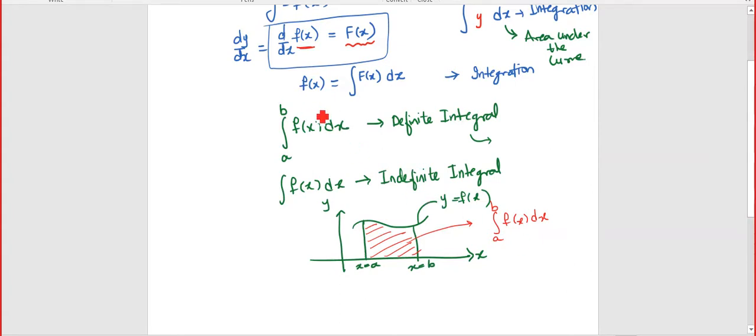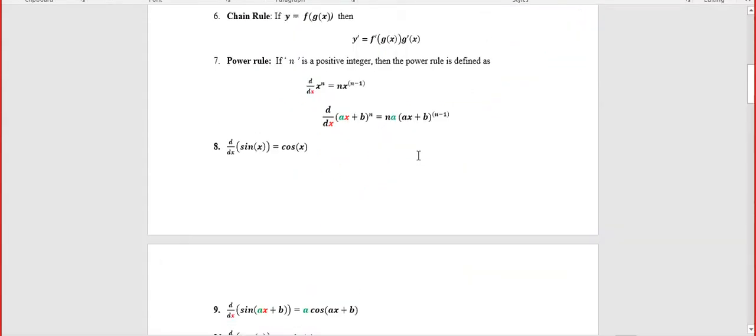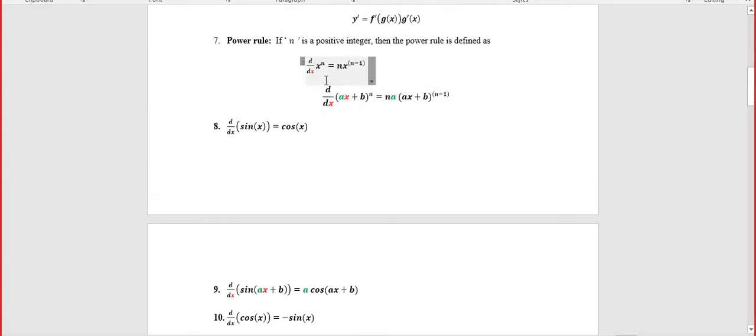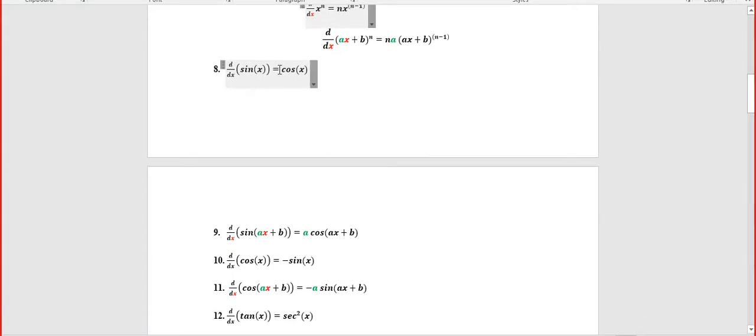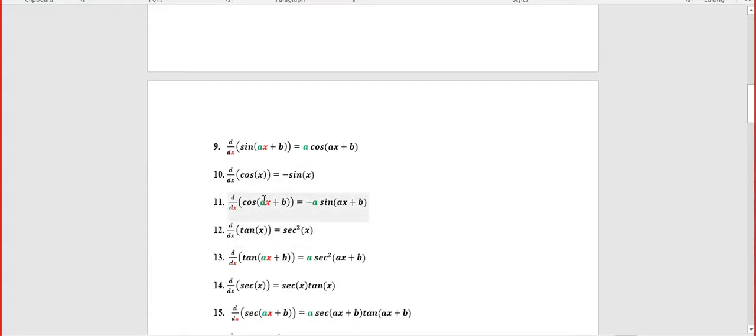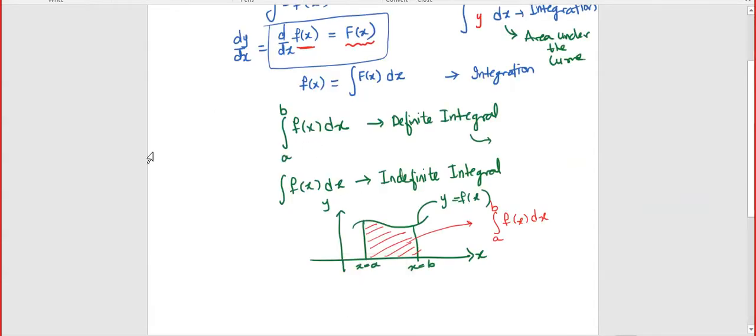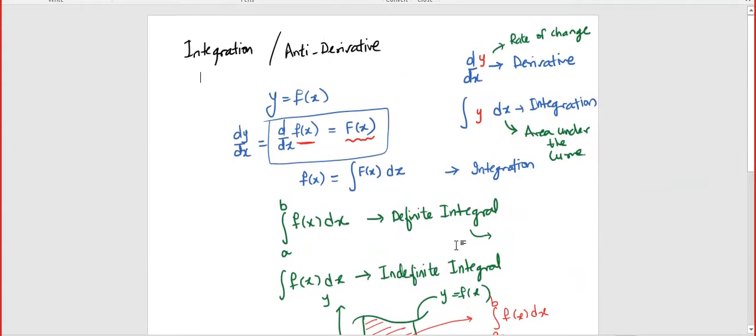Now let's begin with the main rules. Like in the derivatives, you have studied the power rule, that is, what is the derivative of x power n, what will be the derivative of sine x, derivative of cosine x, and so on. In the same way, let's study some rules of integration.